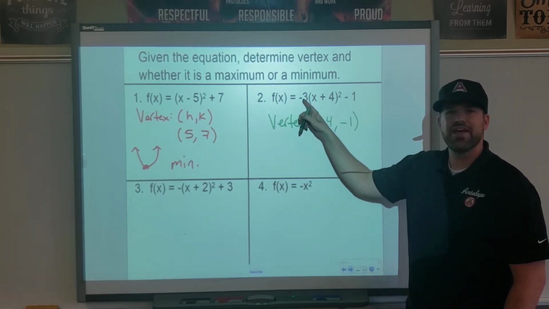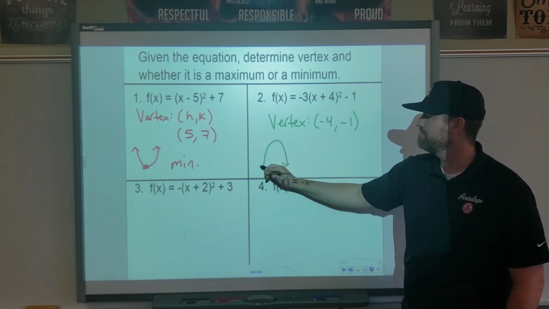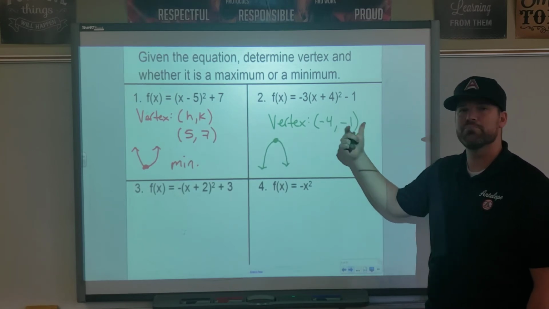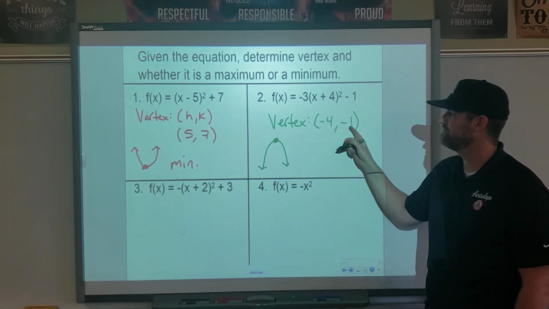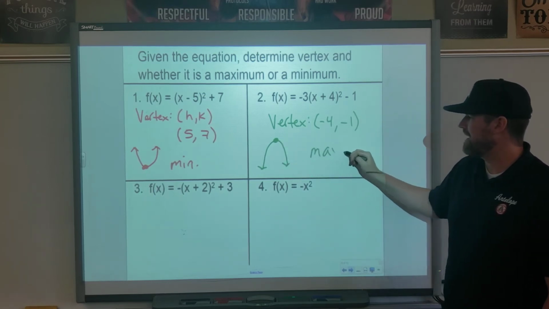Back to the a value. It is negative, which means our graph will open down. And if our graph opens down, our vertex, which we know if we were to put it on a graph would be at (negative 4, negative 1), will be this point right here, which would be a maximum.